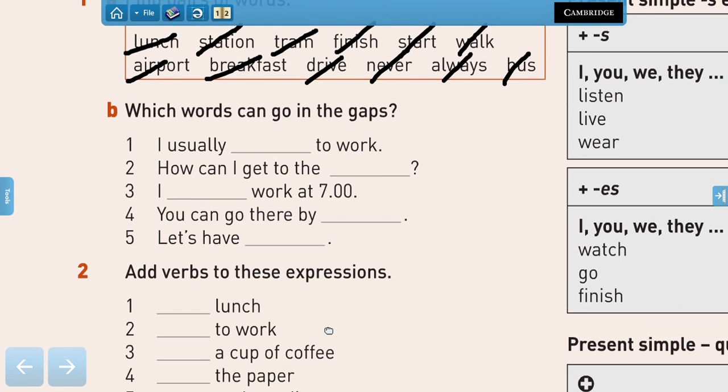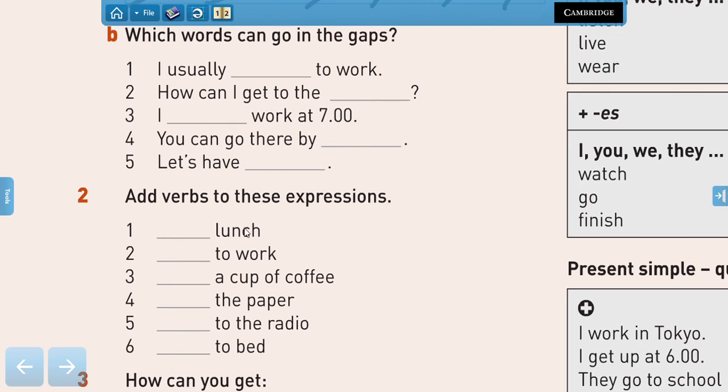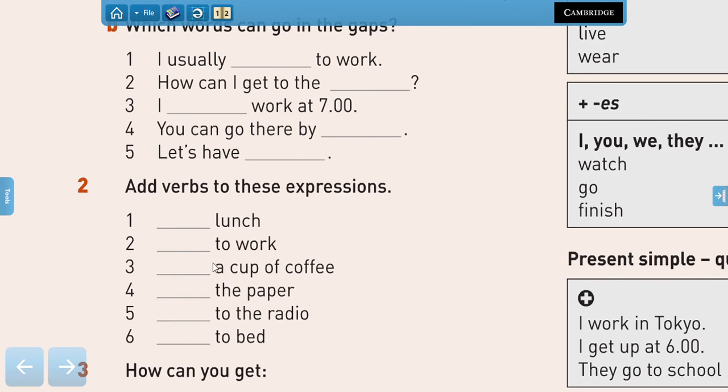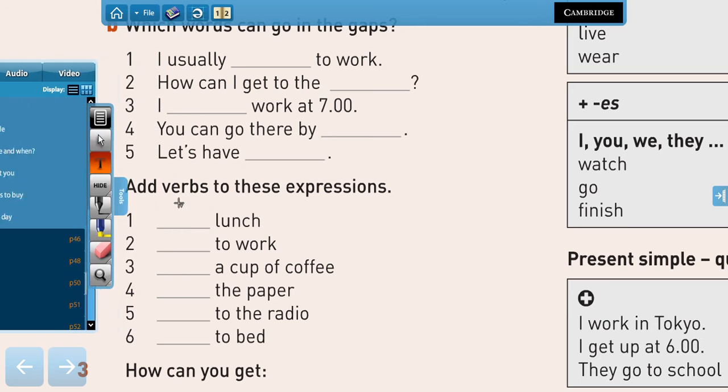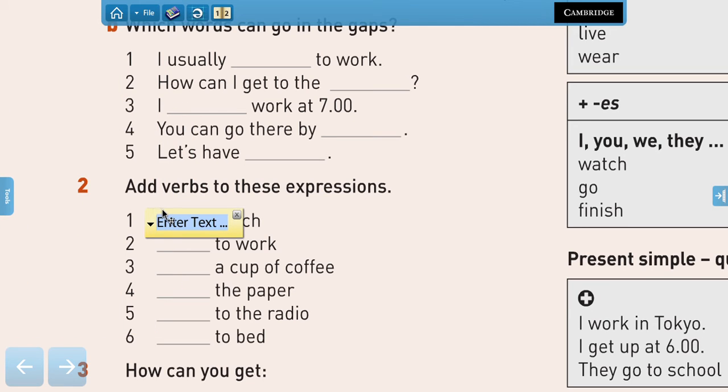Very good. Now, adverbs to these expressions. So here we have nouns, right? And you have to write the correct verb. Are you ready? So let's see. For number 1, we have lunch. You can say go to work, walk to work, drive to work, maybe. All of them are correct.